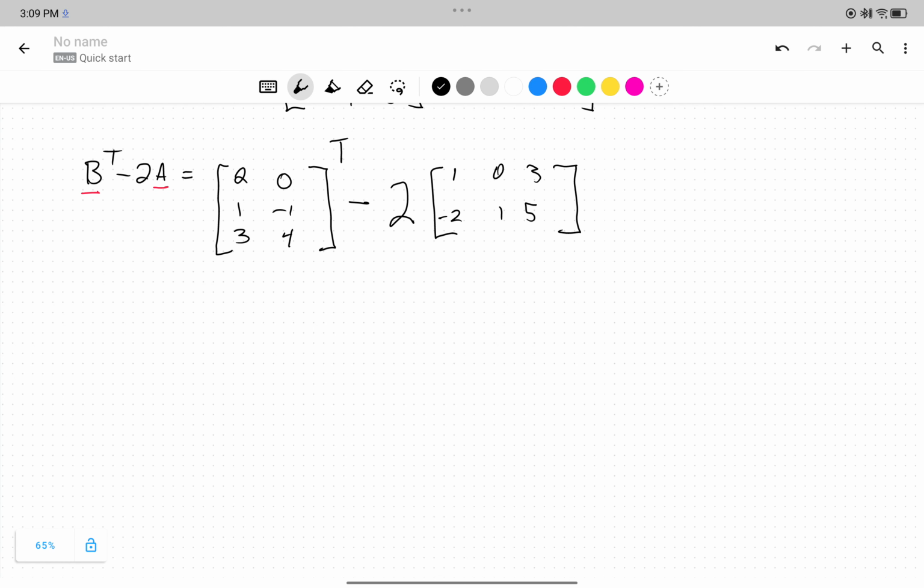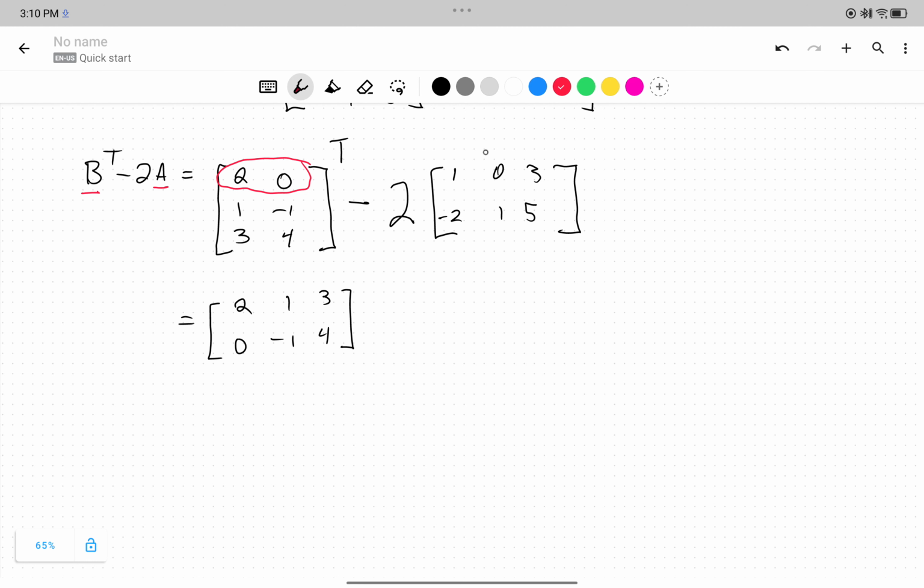We already know what T stands for. It means swap things around. This row is going to turn into a column. Okay, so switching things, you're going to get 2, 0, 1, minus 1, 3 and 4.